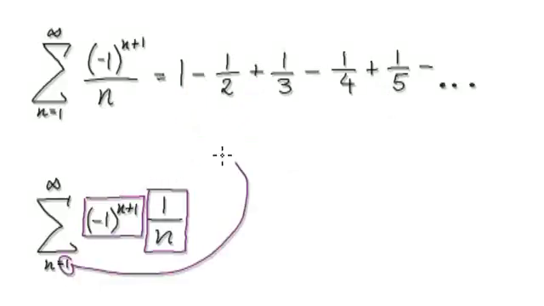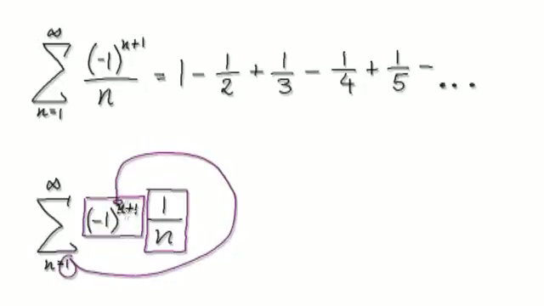Because when n is 1, you put 1 into here. 1 plus 1 will be 2. Sorry, hang on. Let's start again. When you put 1 into here, it will give you 1. 1 plus 1 will be 2. So minus 1 squared will be a positive. So your first term will be a positive.